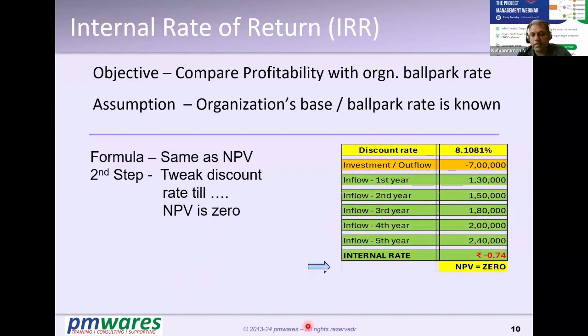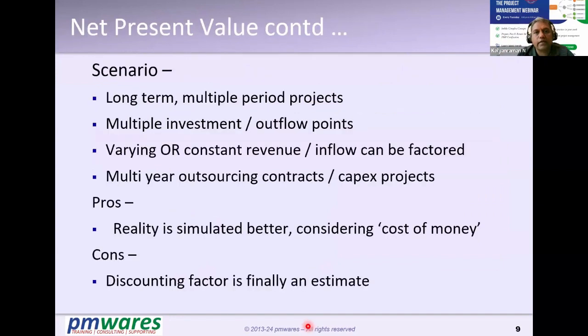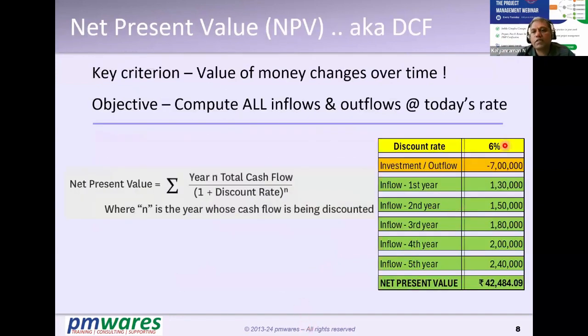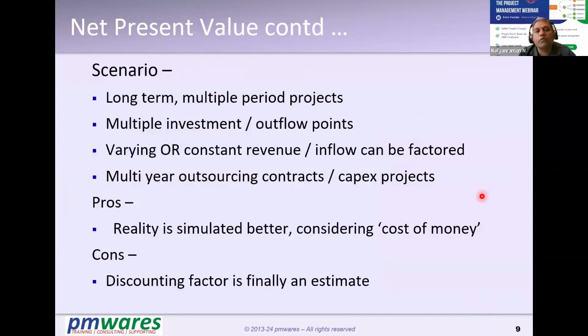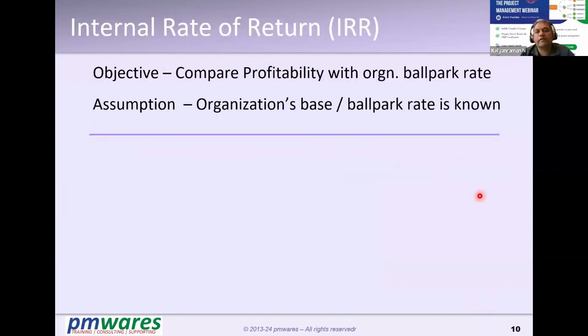So what did we see earlier? Let me go back to the earlier slide and relate it to you. What was the discounting factor we took there in NPV? 6%, and we did this calculation. Now, if I have to do the IRR calculation on this, I have to tweak the time element and figure out at what percent my payback period can be determined. That is, the NPV should be 0. So I will do that calculation here.